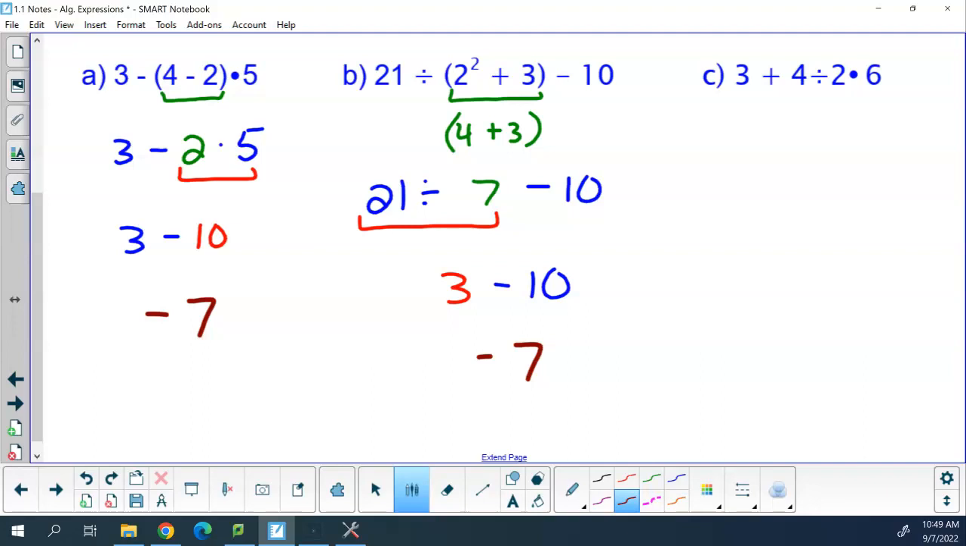Now, this one, we've got an M and a D at the start. We've got a multiplying and a dividing. Which one do we do first? Left to right. Yes, left to right, not right to left. Right, you got it. So this one actually comes first. 4 divided by 2 is 2.